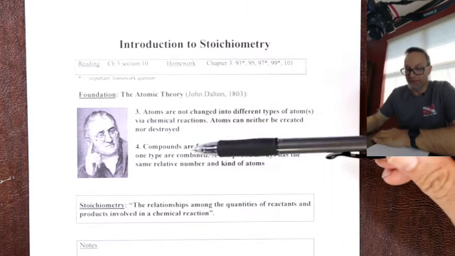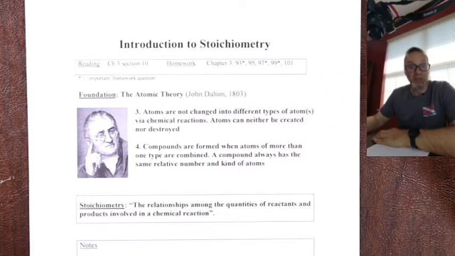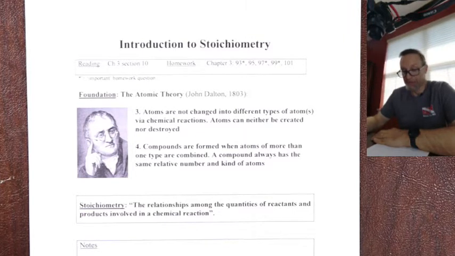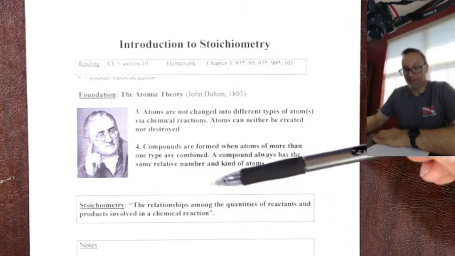And then, Dalton, just a little catch up here. Dalton did say, of course, that when we make a compound, it has a fixed ratio of atoms inside: H2O, 2 H's and an O. So stoichiometry, or balancing, is the relationship among the quantities of reactants and products involved in a chemical reaction.